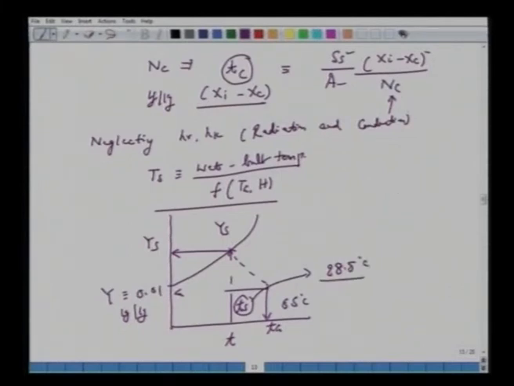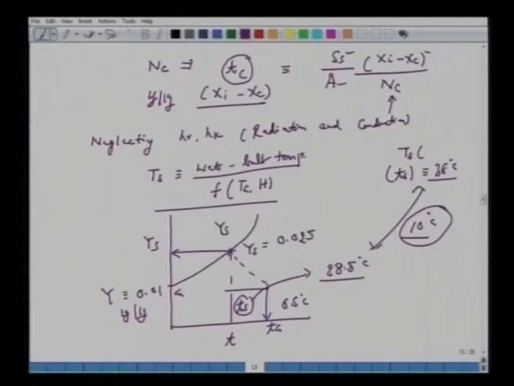So remember the small ts we calculated earlier was 36 degrees centigrade. That tells us that because of radiation the temperature is higher, so a difference of about 10 degrees centigrade is because of radiation and conduction. Nonetheless, if we neglect those, we get 28.5 degrees centigrade, and we can get Ys as 0.025 kg per kg. And then from this we can always go back and calculate Nc as Q by lambda s.